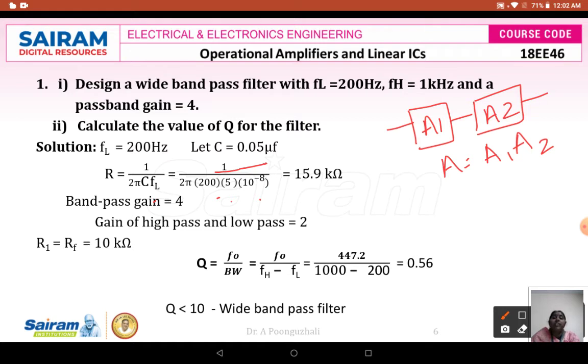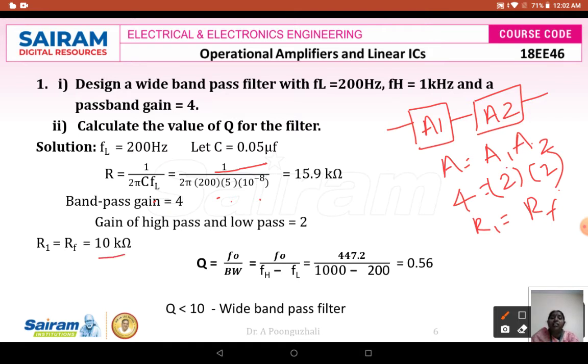So here is multiplication of the gain. The passband gain they have given is 4. So this is going to have a gain of 2 and this is going to have a gain of 2, because the same RF and R1 we are going to use, so the gain should be equal. So 2 into 2 is going to be 4. That means gain of A1 is 2 and gain of A2 is 2. When gain of A1 is 2, it means your R1 is equal to RF. So we are choosing R1 and RF to be 10 kilo ohms here.